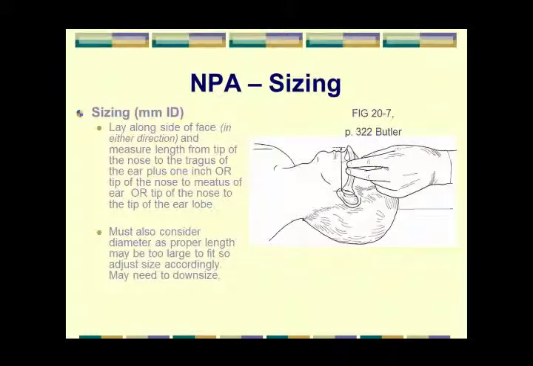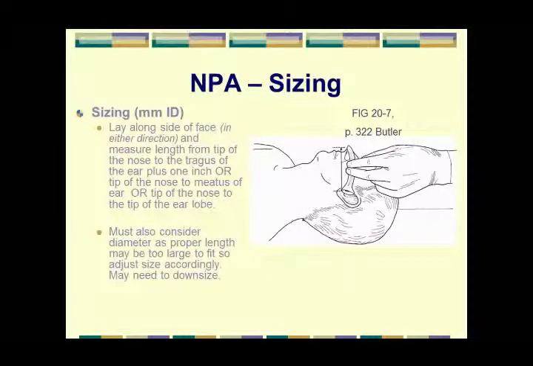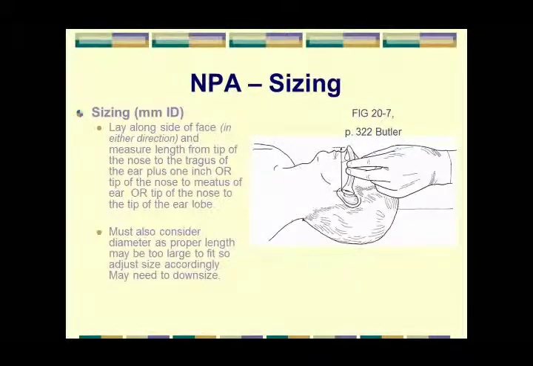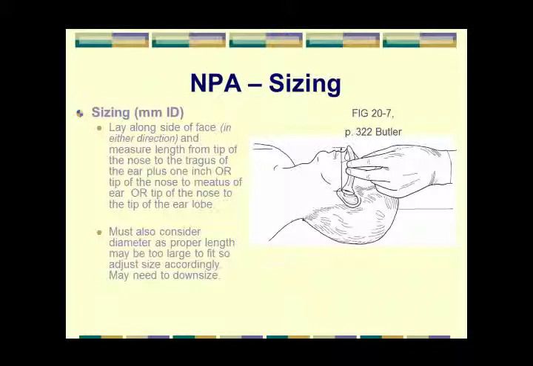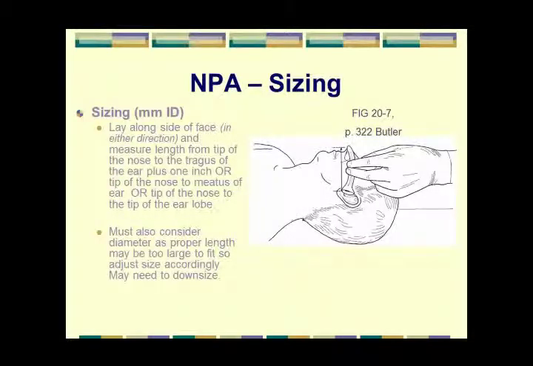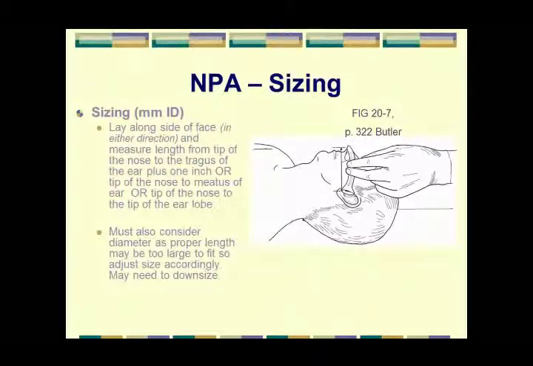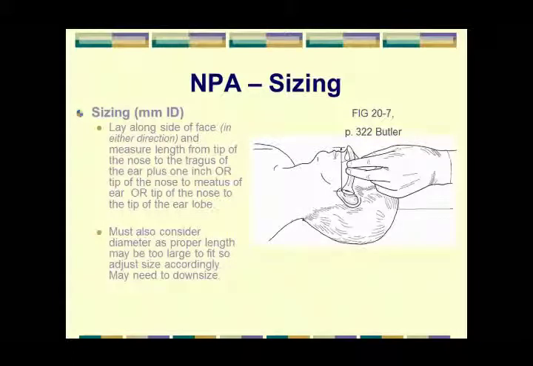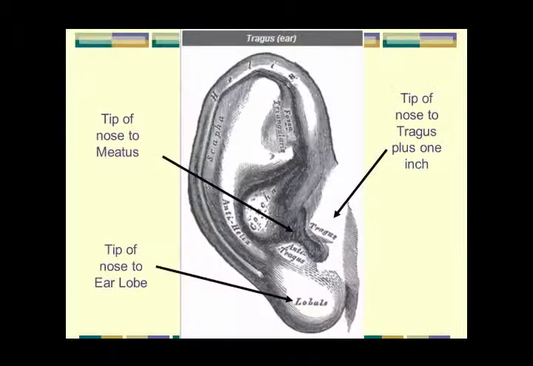How do you size it? Well, you lay along the sides of the face and measure from the tip of the nose to the tragus of the ear and add a little bit, or tip of the nose to the meatus of the ear, or tip of the nose to the tip of the earlobe. That's the easiest one to me, is this distance, tip of the nose, tip of the earlobe. Should give you roughly the same distance involved. Also need to take into account the diameter of the airway and seeing how it compares to the size of their nares. Don't really want to cause all kind of dilation and make them have a big nose. So take that into account and go down the sides if you need to.